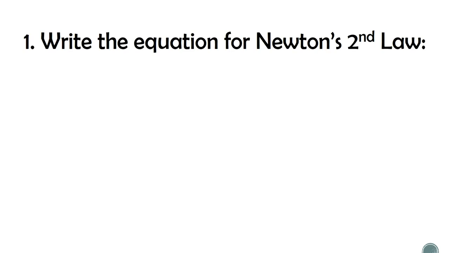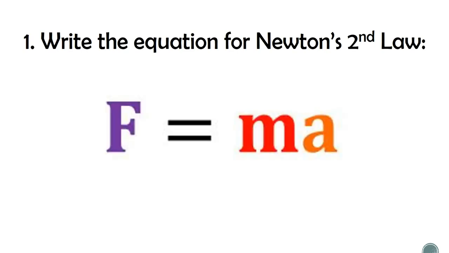So then you should also have graphed. I'm not going to walk you through the graphing because there was already a video for that. But let's look at the questions now. So write the equation for Newton's second law. This should be in your journal, in your notes. And it's F equals ma. You could also put in here F net equals ma. Force is equal to mass times acceleration.